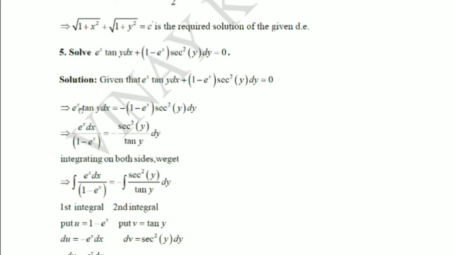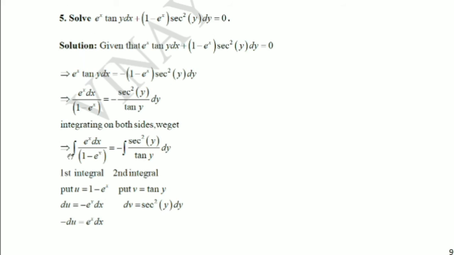Now I want only terms of x here, so I don't want tan y. Send this tan y to this side, that becomes divided by tan y. And send this 1 minus e to the power of x to this side. Then we got this. So here terms are separated, hence I can integrate them. So integration of this is equal to integration of this.